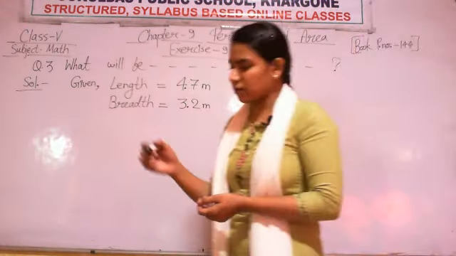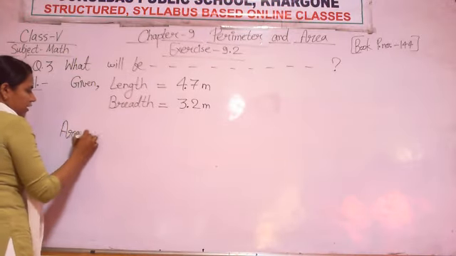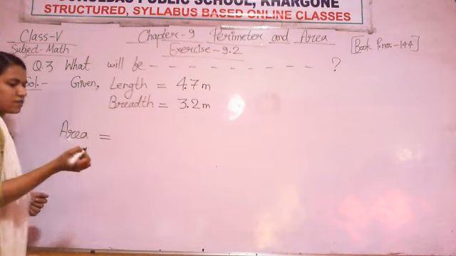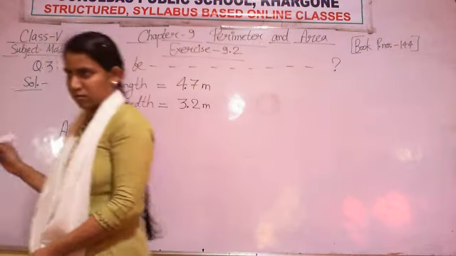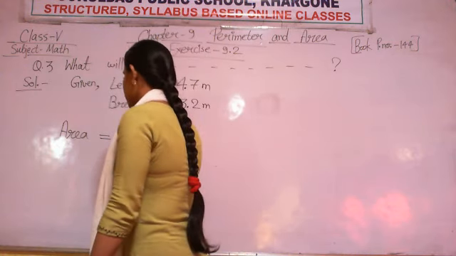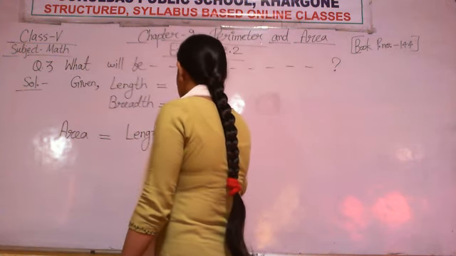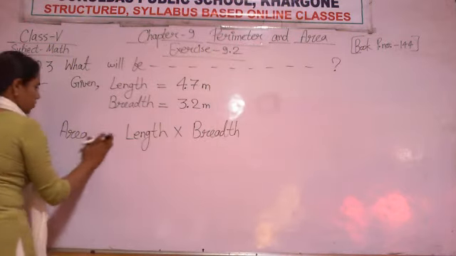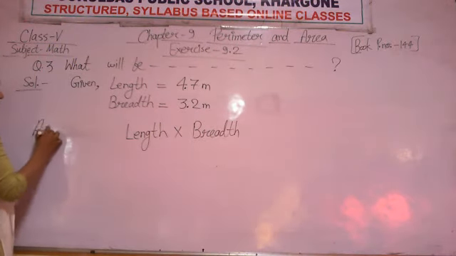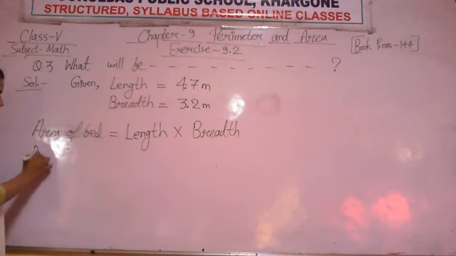And according to the question, we need to find area. So area is equal to, what is the formula? In our previous lecture, what was the formula we learned? Area is equal to length multiplied with breadth, right? So simply, here you can write area of bed. Area of bed is equal to length multiplied by breadth.